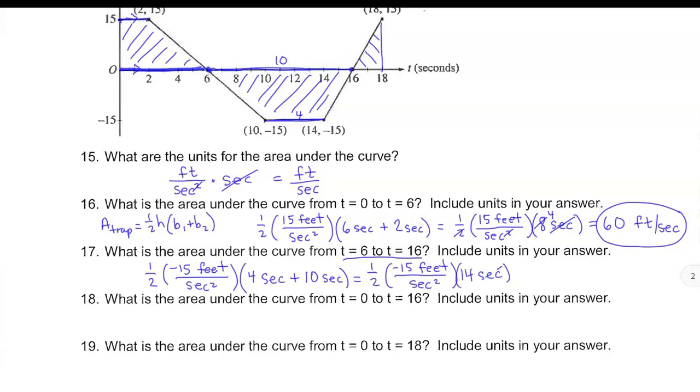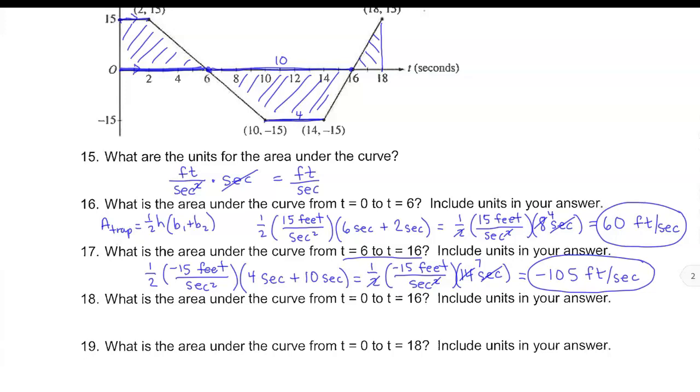The unit of seconds is going to cancel with one of them on the bottom. And in the 1/2, I have a 2 on the bottom. So the 2 on the bottom cancels with the 14 and leaves a 7. We need to do negative 15 times 7, which is negative 105. And our units are feet per second.